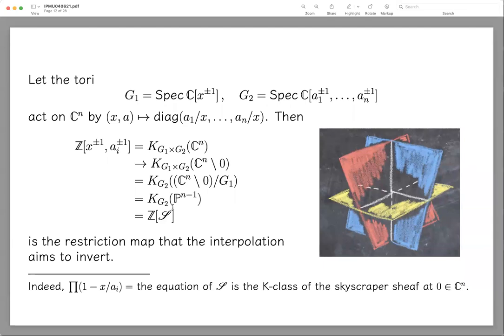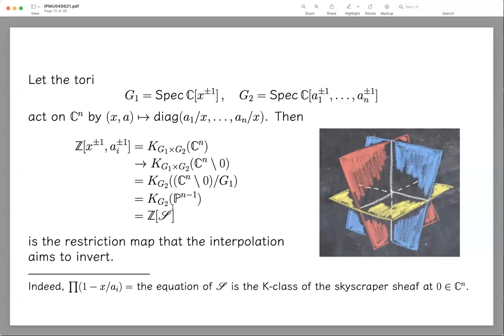And now when we look at the smaller thing, when I take away the origin, then the group G1 starts acting freely there. And then another basic property of equivariant K-theory is that if a group acts freely, then it's the same as the K-theory of the quotient. So instead of having G1-equivariant, I can divide by G1, take the quotient by G1, and remove G1-equivariance.